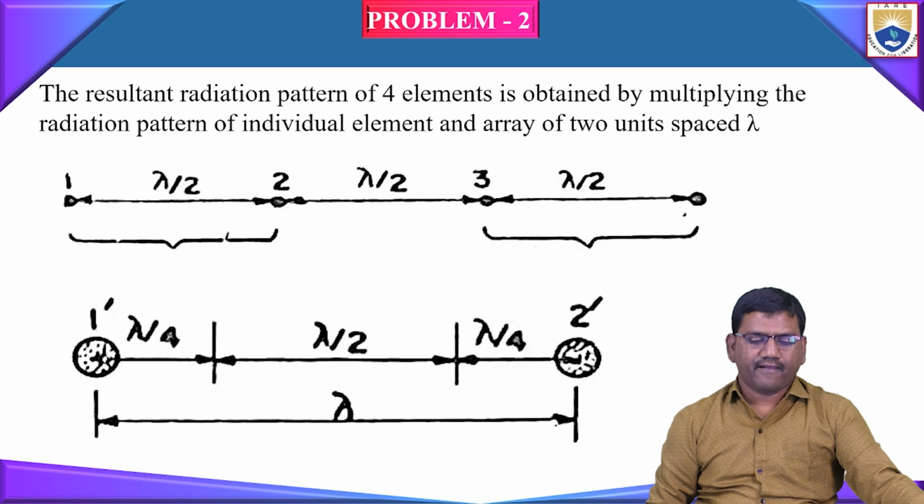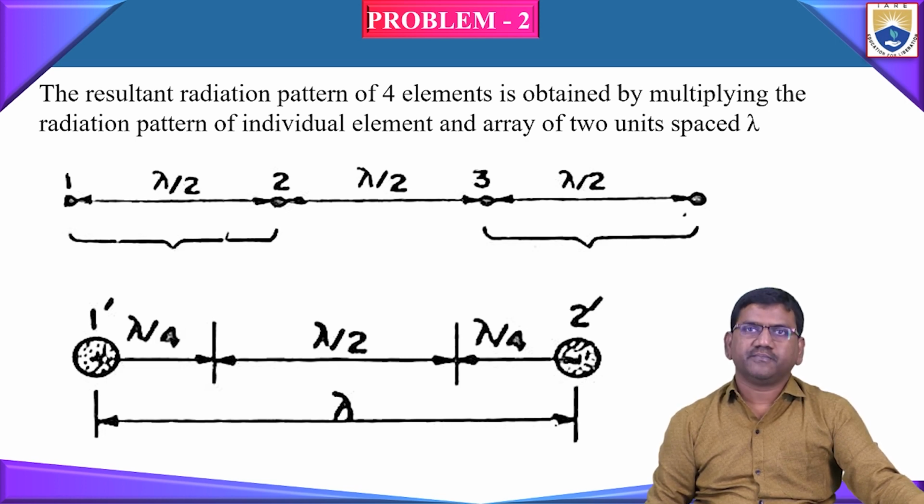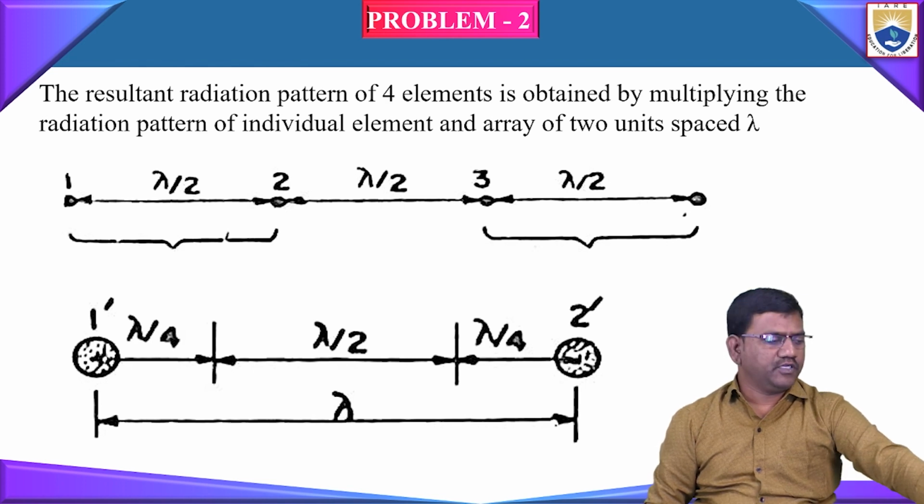So here you can see the resultant pattern of 4 elements is obtained by multiplying the radiation pattern of the individual element. The radiation pattern of the individual element is nothing but the unit pattern.